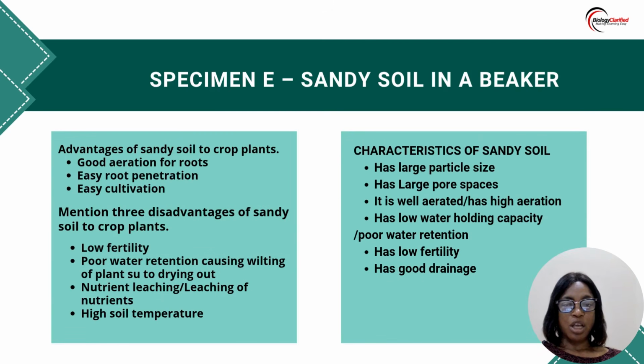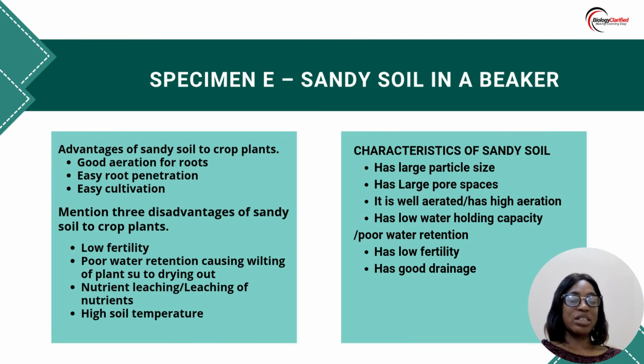Advantages of sandy soil to crop plants: good aeration for roots, easy root penetration, easy cultivation. Another point is disadvantages of sandy soil to crop plants. Low fertility, poor water retention causing wilting of plants. That means it makes the plants lose water and dry out. Leaching of nutrients makes the plant lose nutrients, because the soil does not have the capacity to hold water, and consequently it is unable to hold nutrients, because it's water that holds the nutrients. Then you have high soil temperature.